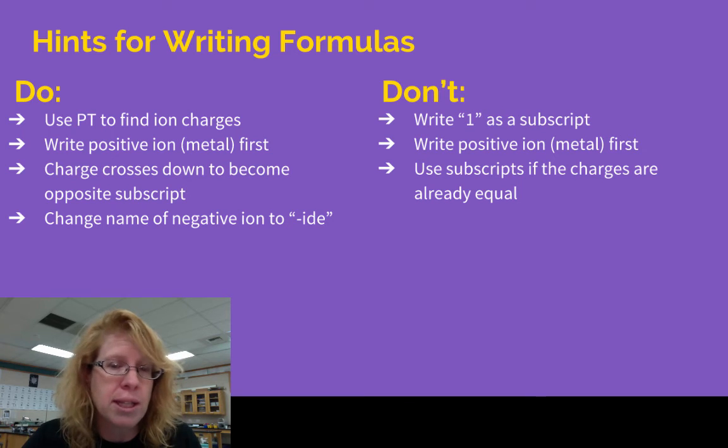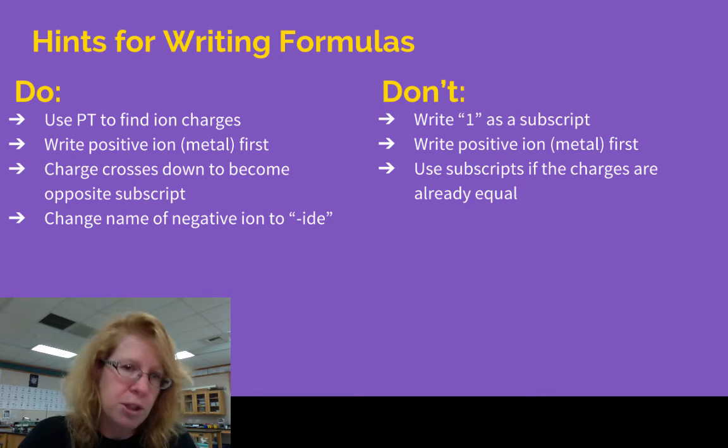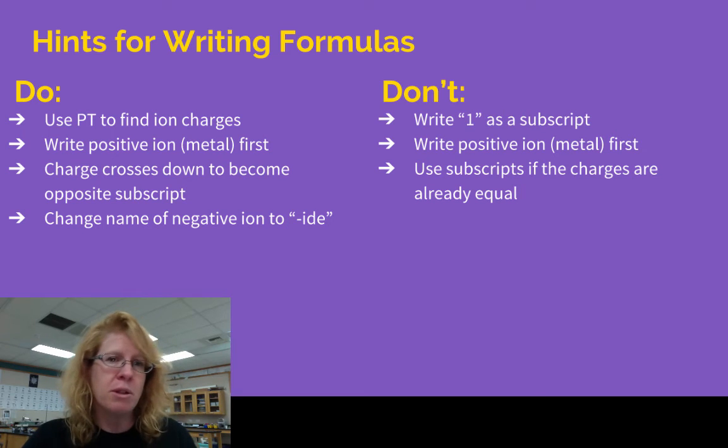We only use the crossing down method if the charges are unequal and we need to figure out what the formula is. If you've got a 2 plus and a 2 minus or a 3 plus and a 3 minus, they're already balanced out just like that. They're in a 1-to-1 ratio. Again, I'll show you an example in just a second.